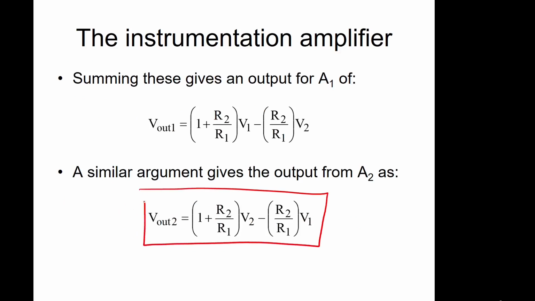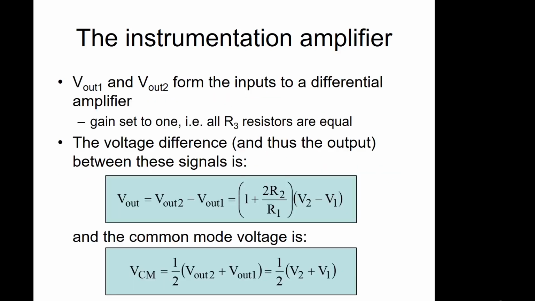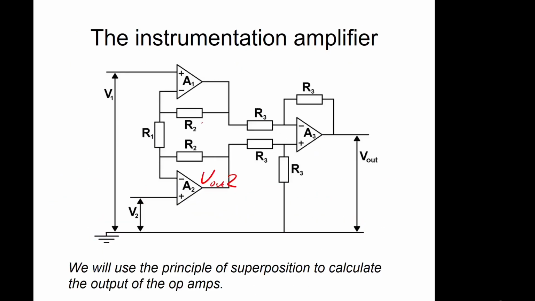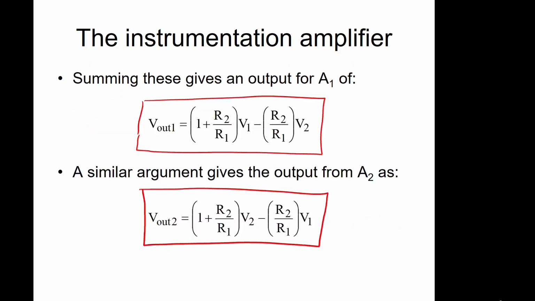So our first two op amps are outputting a voltage corresponding to this. If you look at our third op amp, it is this circuit here. So we've got two inputs. We've got V out 1 going into this circuit and V out 2 going into this circuit. And this circuit is our difference amplifier arrangement. So we know the transfer function of our difference amplifier.